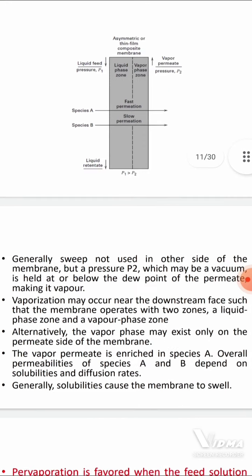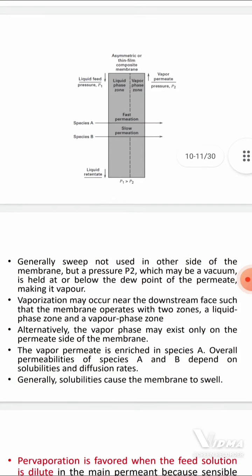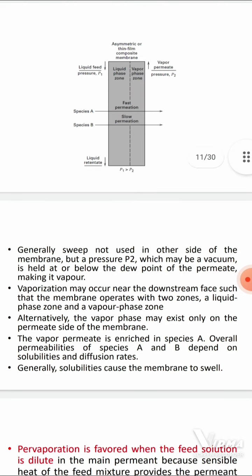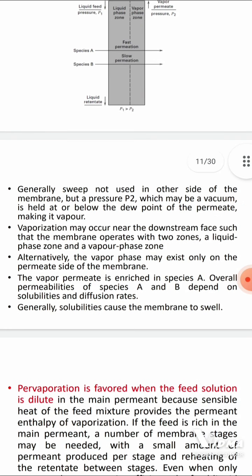Generally, a sweep is not used on the other side of the membrane, but the pressure is made vacuum at the permeate side, or it is held below the dew point of the permeate, keeping it in the vapor form. That is, we have to obtain the permeate in vapor form, so we create a vacuum on the permeate side. So vaporization may occur near the downstream phase, such that the membrane has two zones, a liquid phase zone and a vapor phase zone.